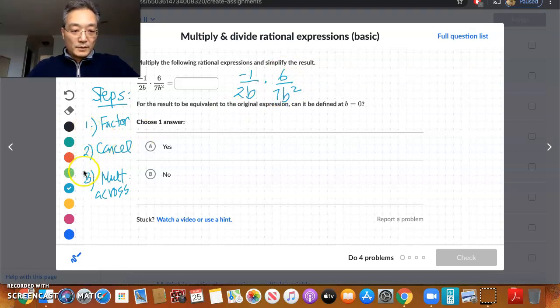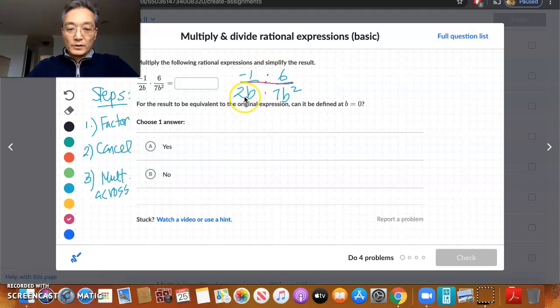Now I'm going to use a different color, let me use the purple. What we're going to do now is cancel like factors in the top and the bottom. You could actually cross cancel here too because it's a multiplication. So you could think about this as one problem that has multiplications on the top and the bottom.